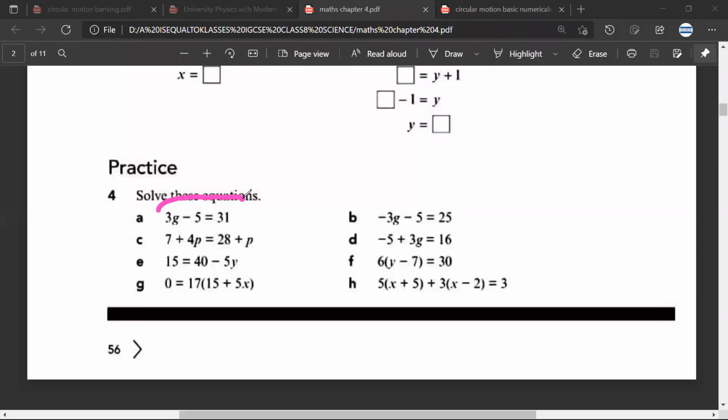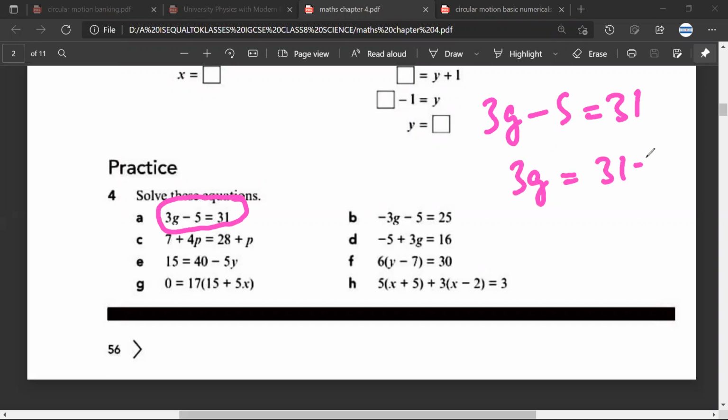Yes, Mr. Satya. How should I do this question? 3g minus 5 is equal to 31. So 3g is equal to 31 plus 5. Then 3g is equal to 36. So g is equal to 6.